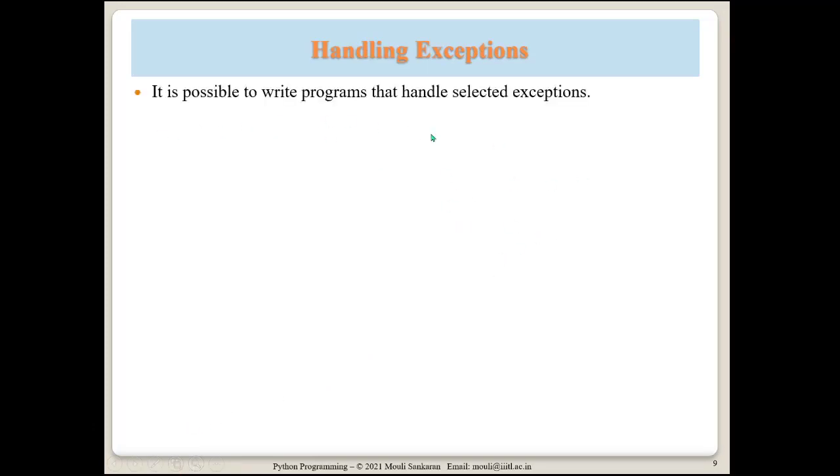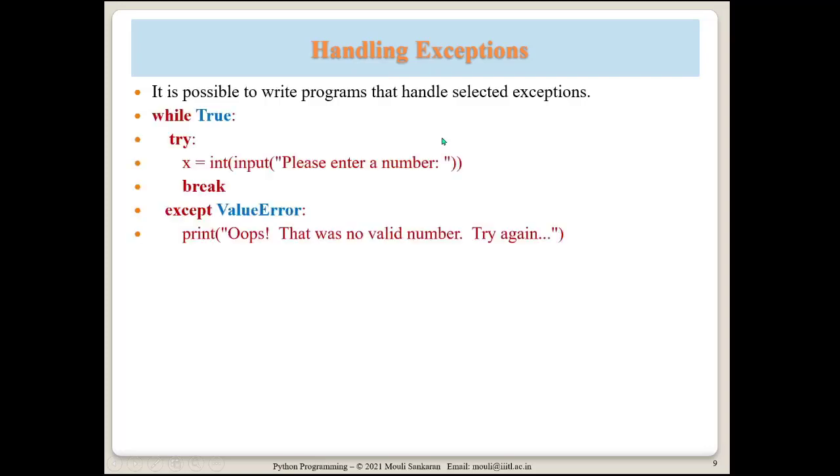Handling the exception: it is possible to write a program that handles selected exceptions. This is how you do it. Now enter a number. I enter a number and then I do a break. That means I come out of the try. Then now I'm saying ValueError. If the value is wrong, then I want to create a ValueError. Okay, so I will tell you what that means. This code is a sample code. I don't think it depends on what value you are giving.